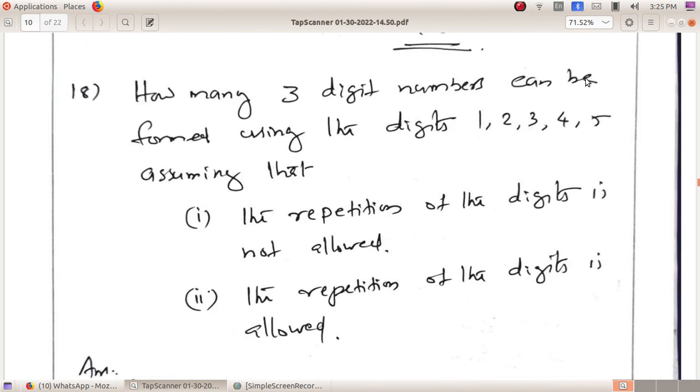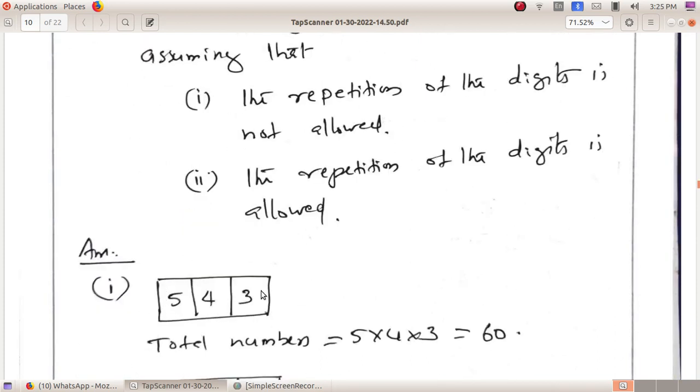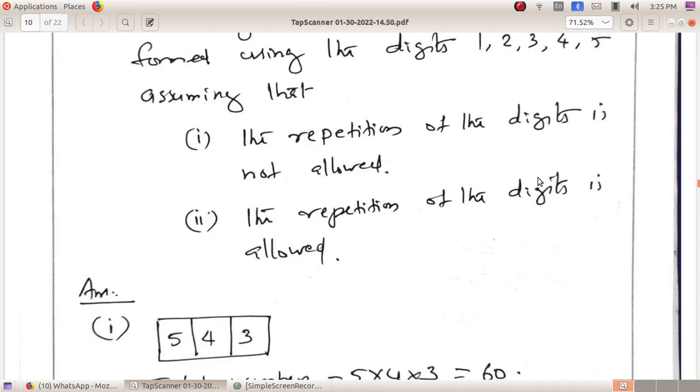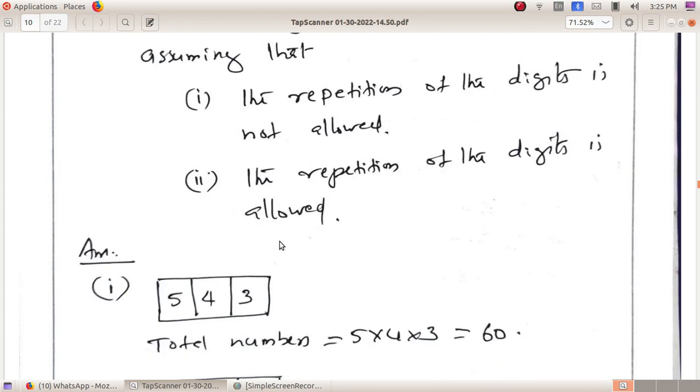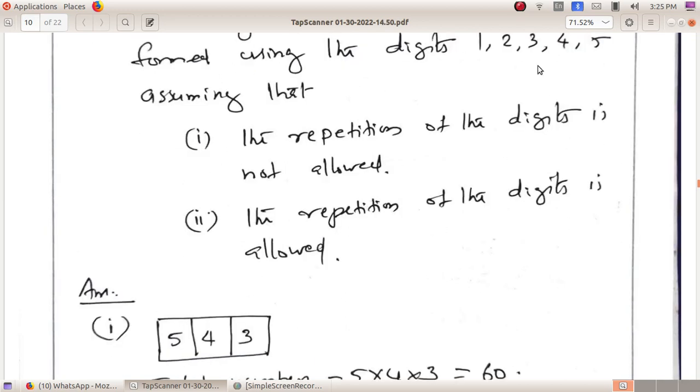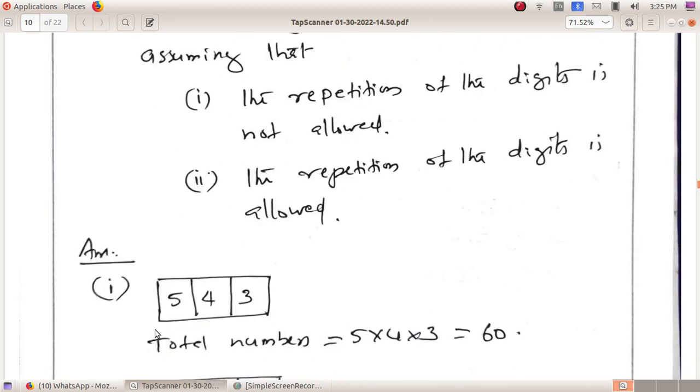How many 3-digit numbers can be formed using the digits 1, 2, 3, 4, 5, assuming that repetition of the digits is not allowed? So you can form 3-digit numbers. First digit place, second, third place. Here you are given 5 numbers, so any of these 5 numbers can be put in the first column. 1 can happen here, 2, 3, 4, 5. So the total number is 5.